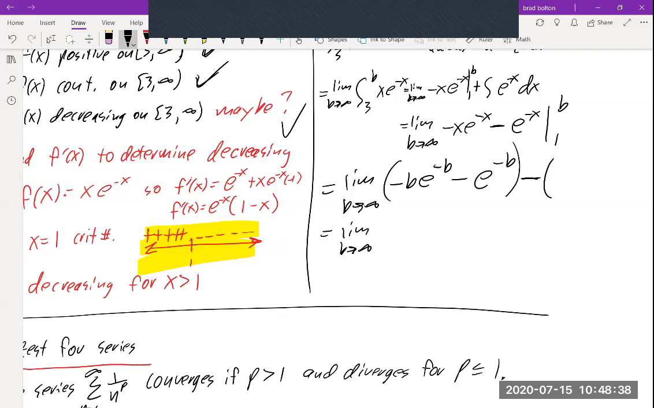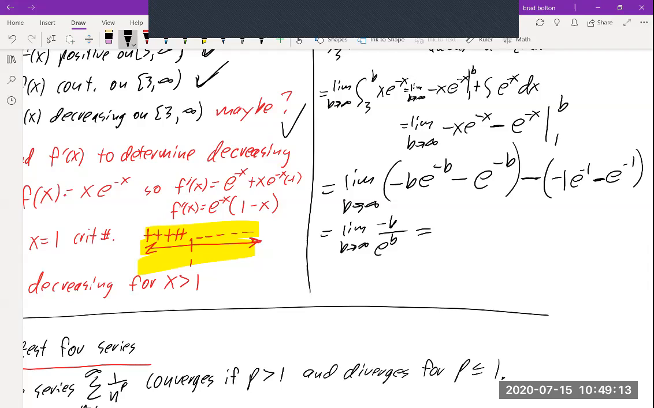Minus negative 1 e to the negative 1, minus e to the negative 1, okay? So now, when we plug our limit in, this will become the limit as b approaches infinity of negative b over e to the b, which is problematic.